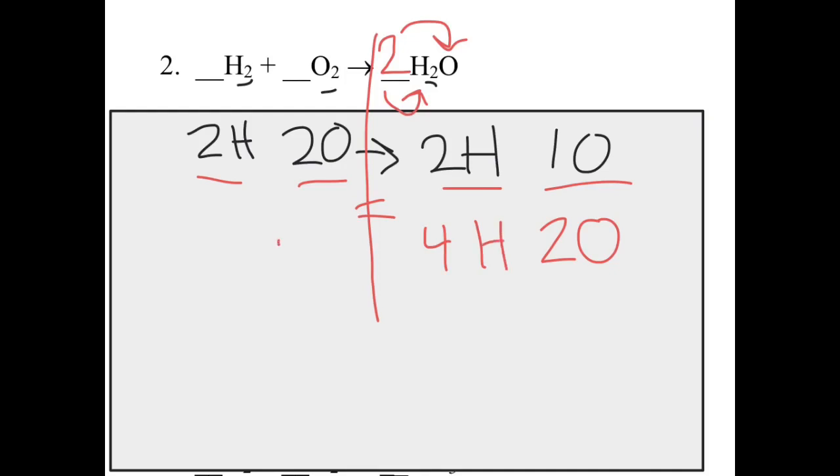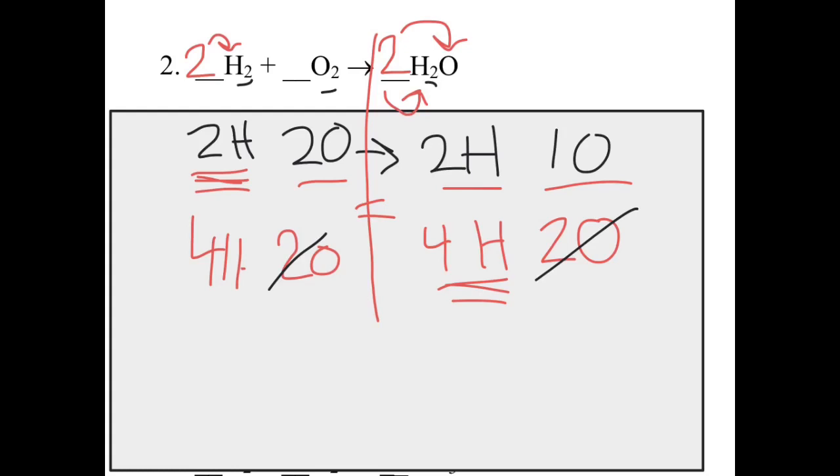Now on the reactant side, I already have 2 oxygens, so that's good. My 2 oxygens are canceled. But I only have 2 hydrogen and I need 4. So to balance that out, I'm going to put a 2 at the top. By doing that, 2 times 2 hydrogen will give me 4 hydrogen. And 4 hydrogen on the product and reactant side means it's balanced.